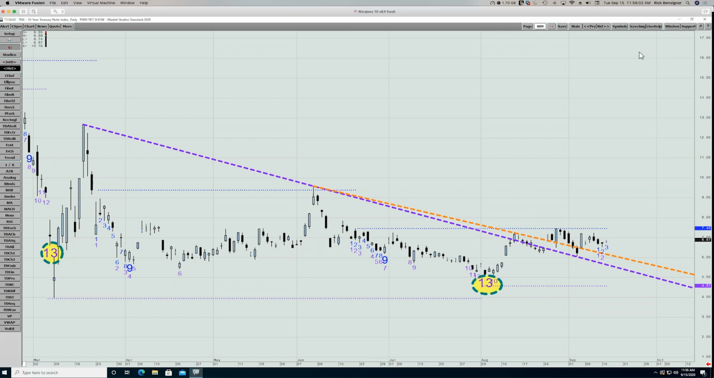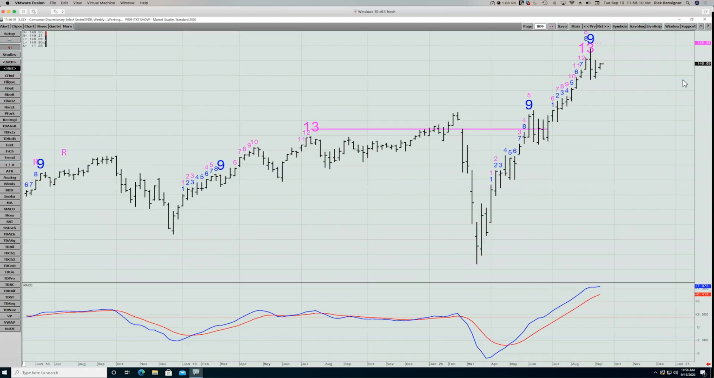All right, let's now shift to the consumer discretionary names. We'll start with the XLY, and then we'll go through the individual names. To me, it's very interesting that at the same time we got the weekly 9 count, we also got a combo 13. Combo is a sister model to sequential. It also counts to 13.